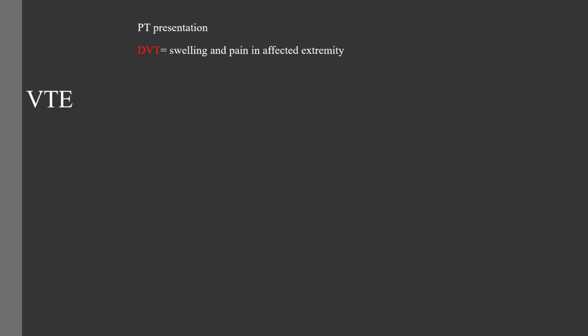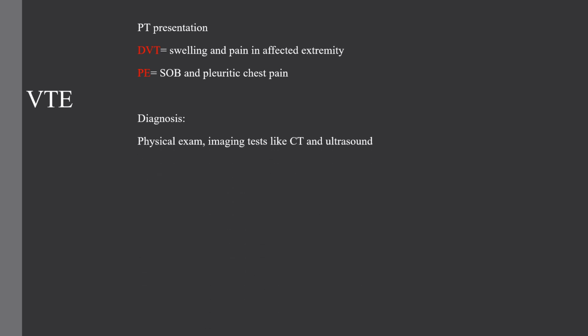So patient presentation. If they have like a DVT, they're gonna have that swelling and pain, and they'll usually complain of like a hot feeling coming from their leg. Pulmonary embolism is going to be like your shortness of breath and pleuritic chest pain. And diagnosis, you're going to do basically a physical exam or imaging tests like CT and ultrasound. But this one will probably be like the key one, a positive D-dimer test. And a D-dimer is basically a protein that breaks down blood clots, and a high amount in the body means a clot is present. So in a normal body, this is the protein that will break down a blood clot.